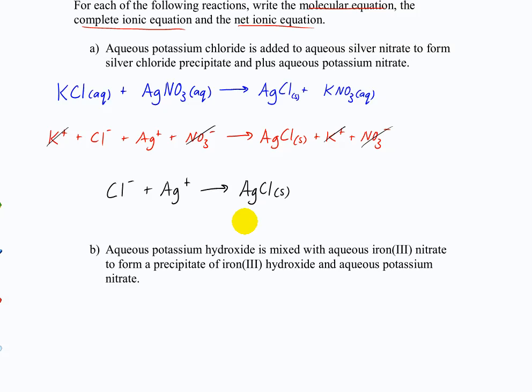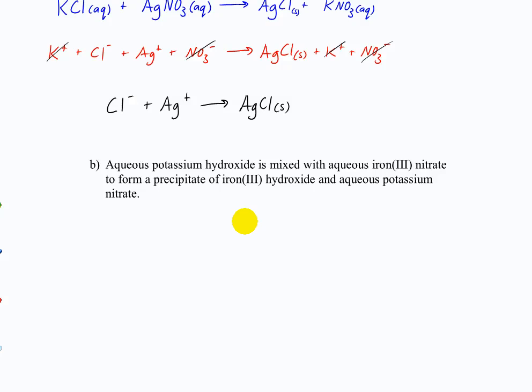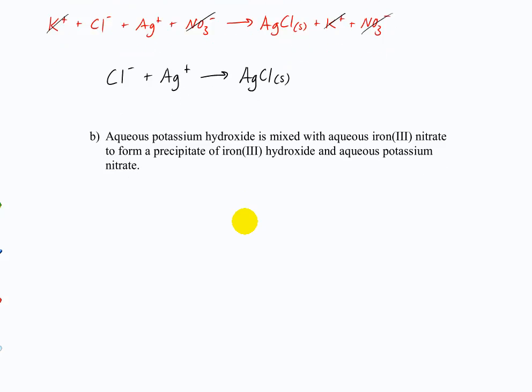So see if you can do the same now for B. All right, so same deal. Aqueous potassium hydroxide, KOH, is mixed with aqueous iron 3 nitrate to form a precipitate of iron 3 hydroxide, and aqueous potassium nitrate.